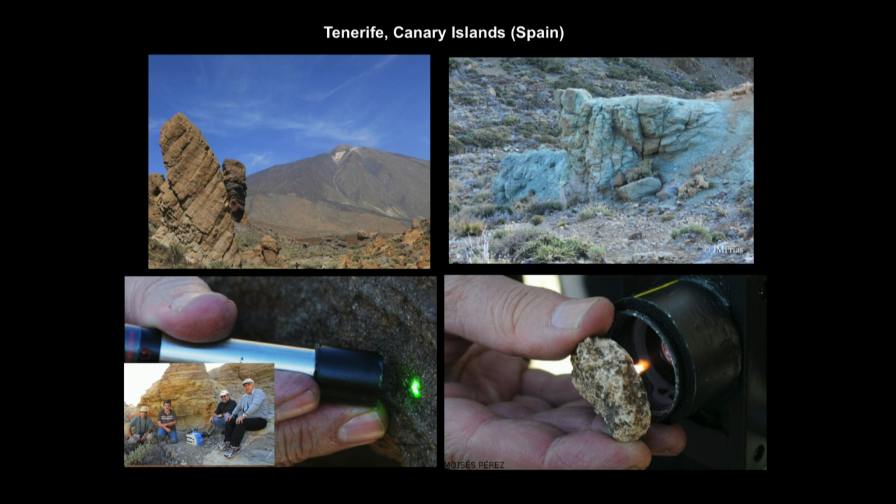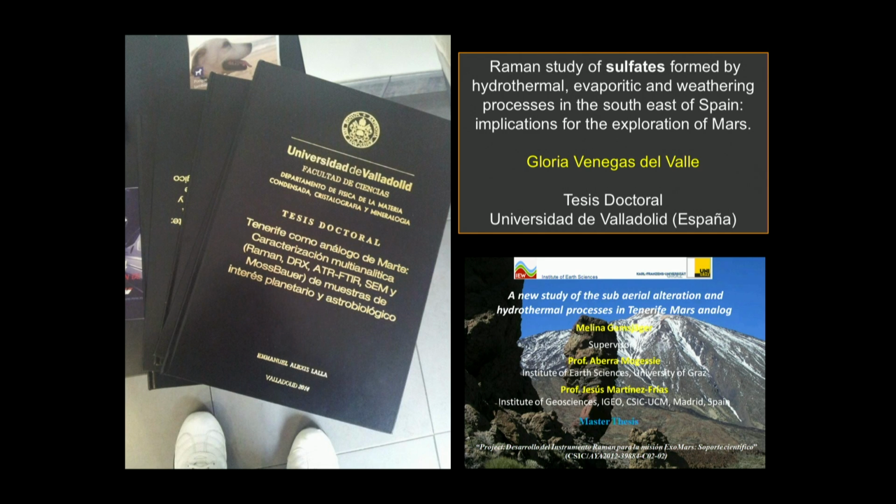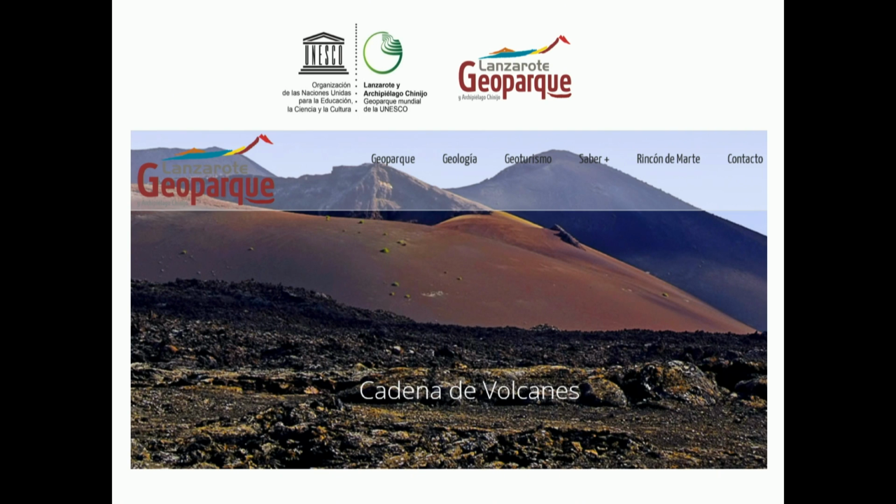This area is called Los Azulejos in Spanish, due to the colors, because it was very easy to follow the hydrothermal alteration of the volcanic rocks with the colors of the upper part of the volcanic material. Well, we also supervise several theses, PhD theses, like in Tenerife, in the Jarosite, also with the University of Innsbruck. So there are different possibilities, different aspects in which we can work in connection with analogs.